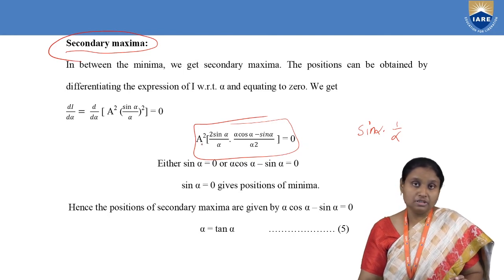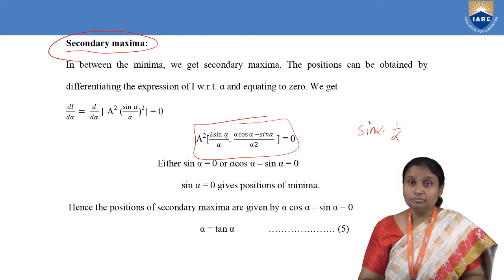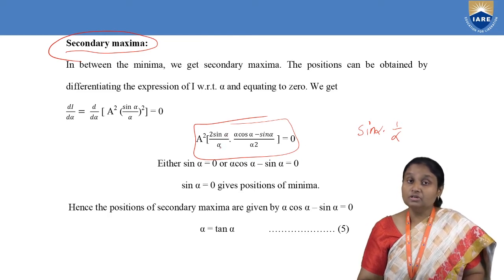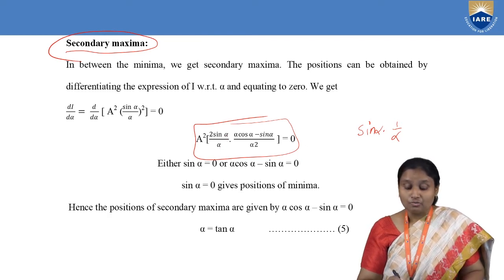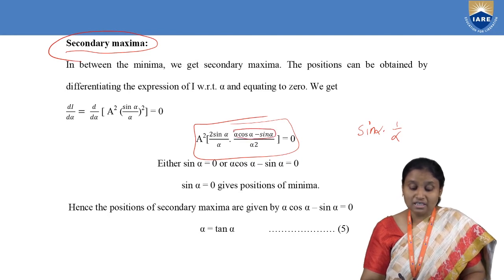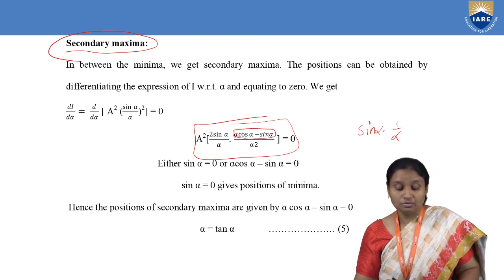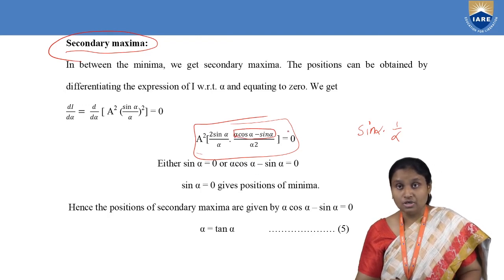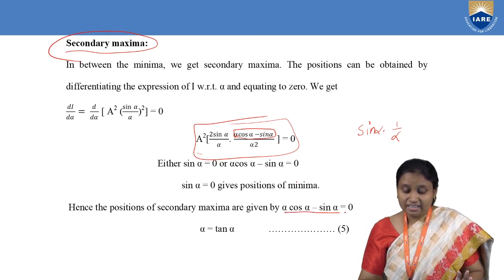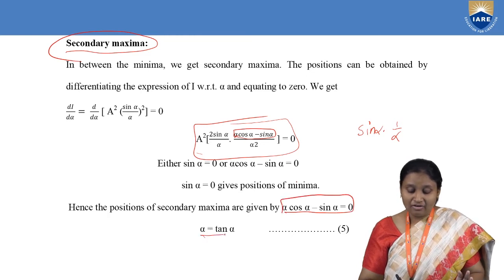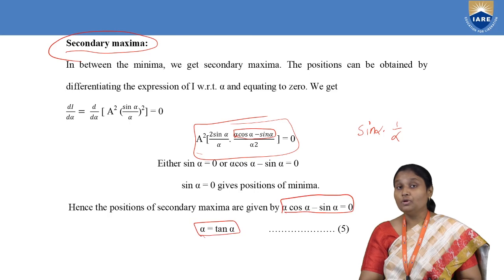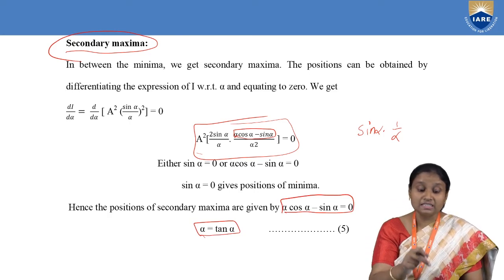First I'm talking about this amplitude A. A cannot be equal to 0. Sin alpha also cannot be 0 because sin alpha equal to 0 is the condition for minimum. And alpha also cannot be 0 because this is the condition for principal maximum. So what I can do, I have to take this particular equation to be 0 for this whole term to be 0. So alpha cos alpha minus sin alpha is 0, because as I told you, sin alpha gives positions of minima. And if I take this condition, I end up having alpha is equal to tan alpha. Still, I'm not able to get those values of alpha for which I'll get secondary maxima.